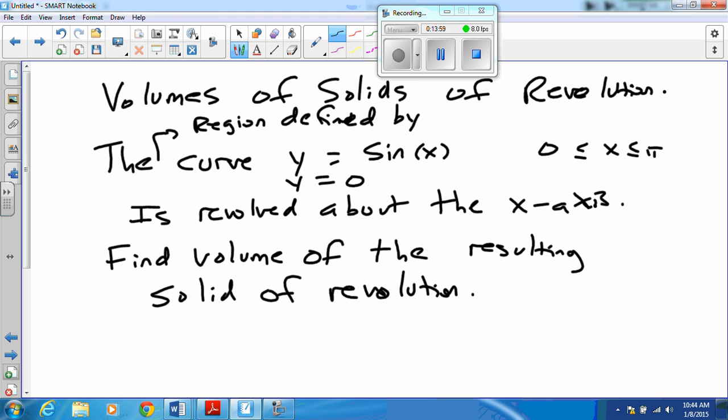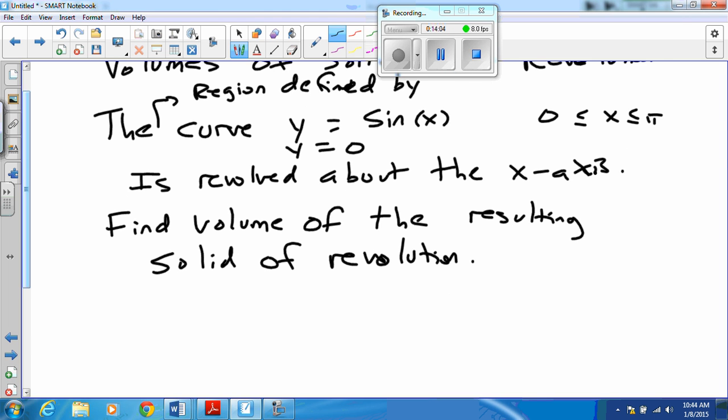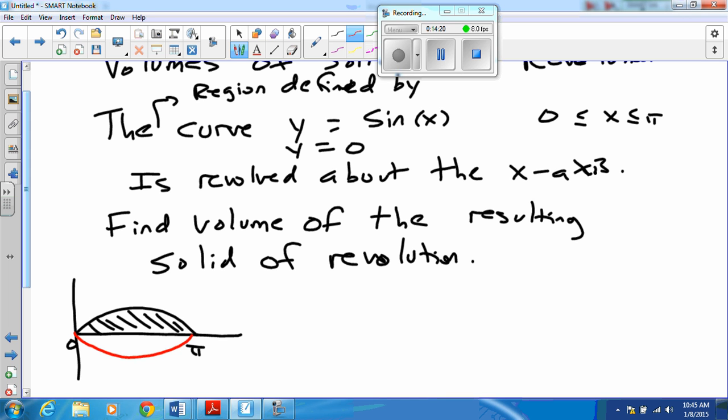This is much better. Now I have an actual region with substance to it, and when I revolve it about the x-axis, I get a solid of revolution. Here's my region. You can imagine taking this region around the x-axis, and when you do, you're going to get a sort of football shape. And you end up with a solid of revolution.